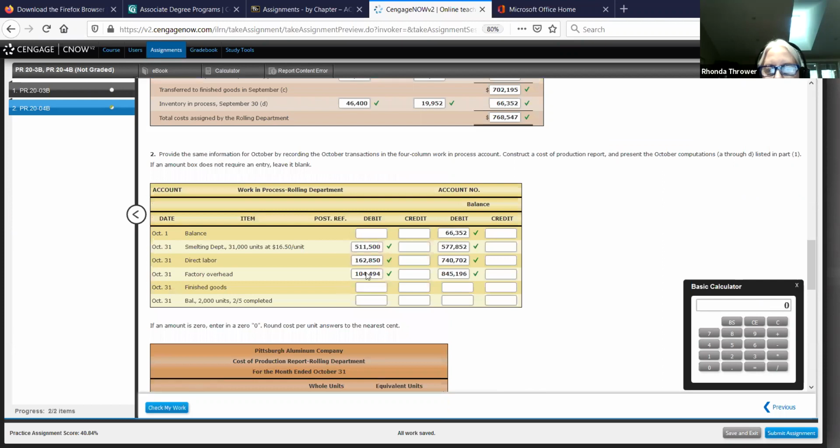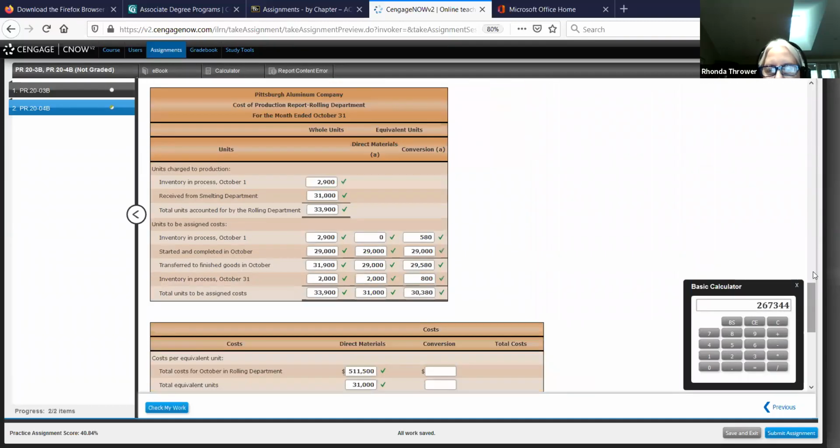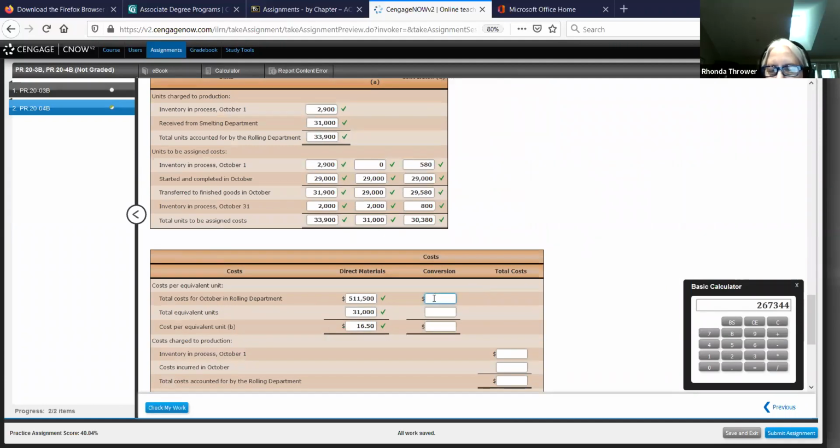Your conversion cost, or your direct labor cost, which was 162,850, plus your factory overhead of 104,494. The total conversion costs are 267,344.